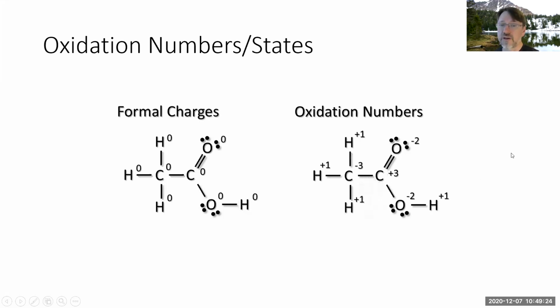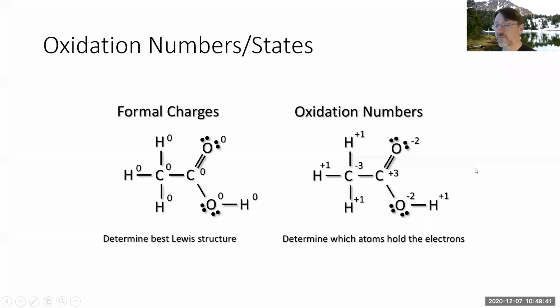So oxidation numbers tell you something about where the reactions are going to happen that formal charges don't. Formal charges are what you use to determine which Lewis structure is the best Lewis structure, or to determine the contributions of different Lewis structures in a resonance structure. And oxidation numbers tell you something about which atoms are holding the electrons most tightly and which atoms grab electrons from which other atoms as we look at oxidation numbers changing over the course of a reaction.